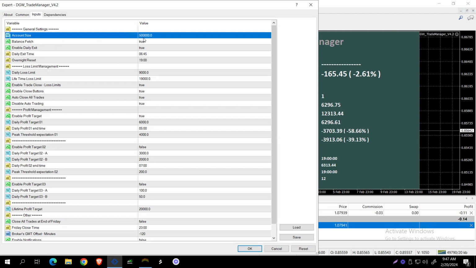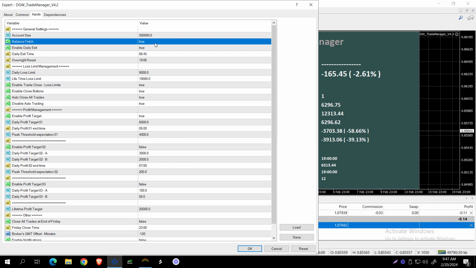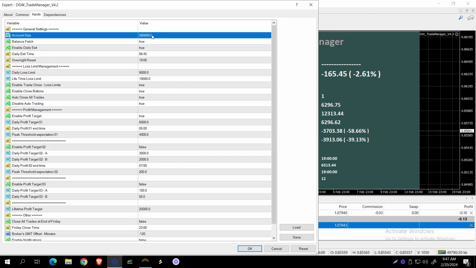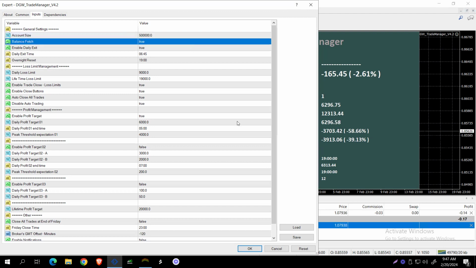Then balance fresh. What this balance fresh means is the exact amount you have, that's what you're going to put there. I mean the exact amount you want it to manage, the amount you have in that particular account. You understand? Okay, one of our trades just kicked in now. That's a pending order. It just kicked in, I can see it now.